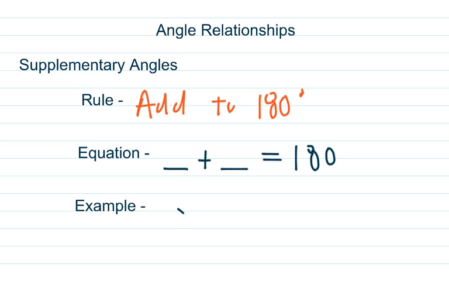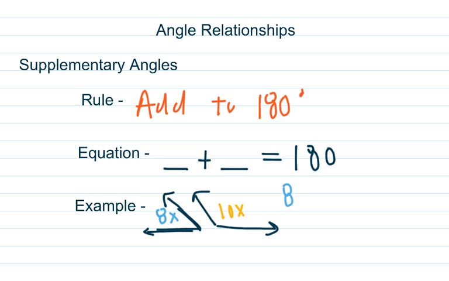Another example, we might be given two angles. In this case, they do not have to be adjacent. Just like complementary, they didn't have to be adjacent. I just chose them to be. And maybe we were given something like 8x and 10x. And in order to solve for x, we would take our first angle, which is 8x, plus our second angle, which is 10x, and set it equal to 180.